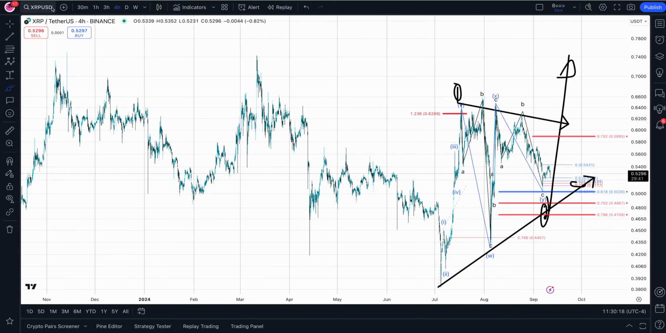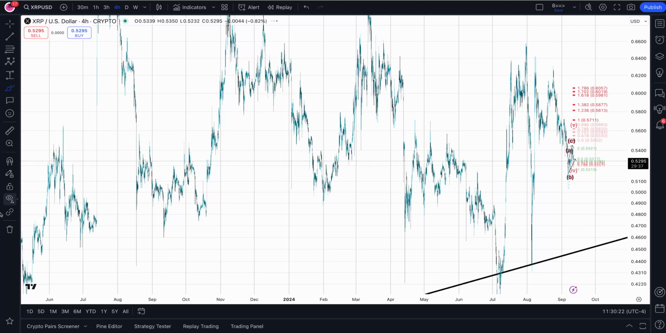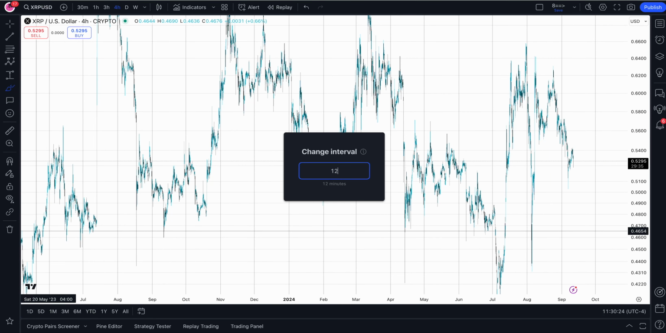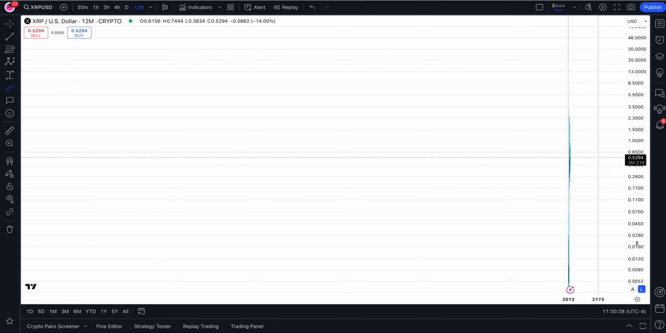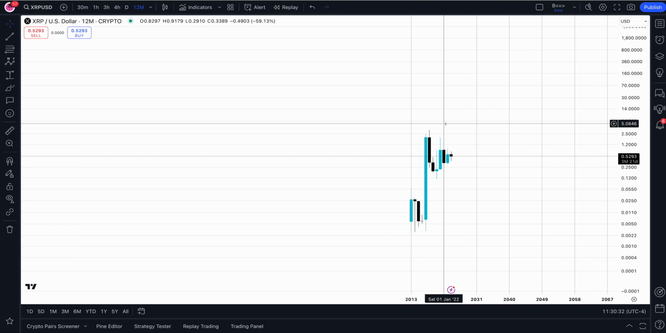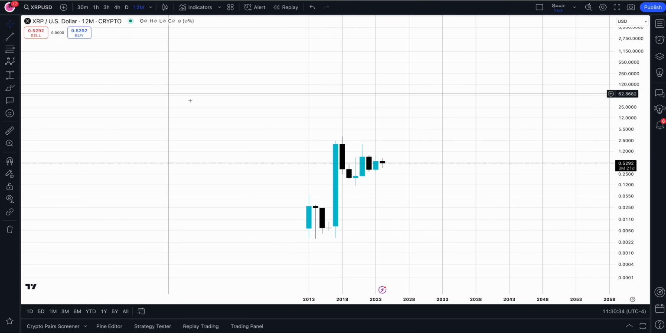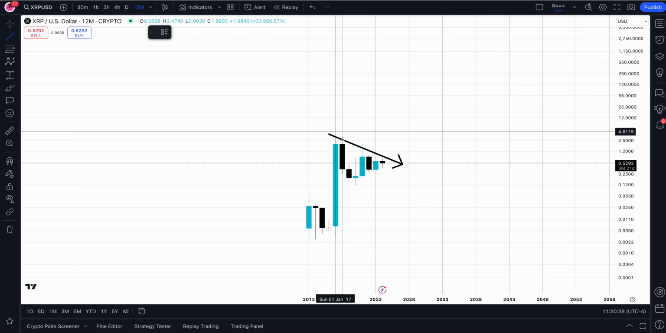Okay, we're actually very squeezed over here. When we take a look at XRP on the 12-month chart, we do see that we are very squeezed. We're actually squeezed on all time frames, small time frame and high time frame. So this is the 12-month chart over here. As you guys can see, we are still within this pennant over here.